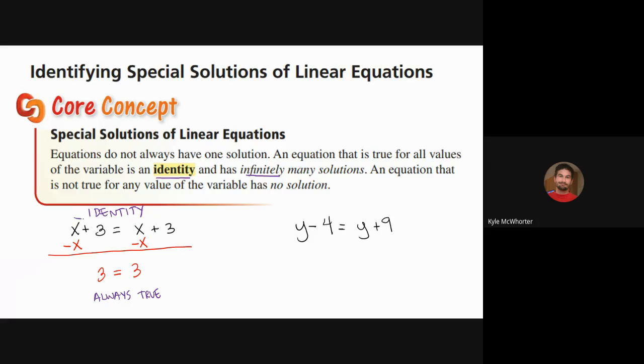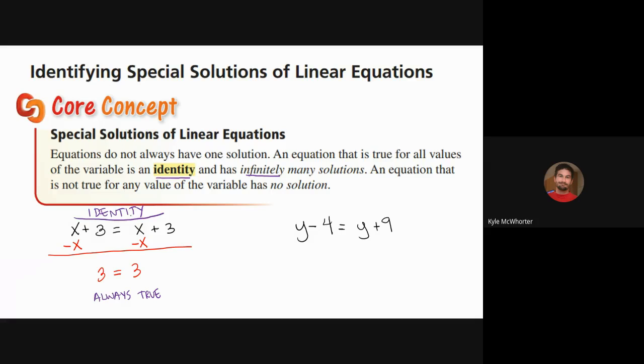So if you're solving an equation, here's what will happen. You won't always start with an equation that looks this simple, right? Where you can tell that the left side is exactly the same as the right side. But as you're working through solving, you might get to a point that looks like this. If you ever get to a point where the left side is exactly the same as the right side, you can stop and say this is an identity and it has infinitely many solutions.